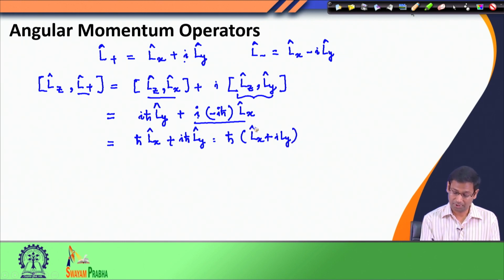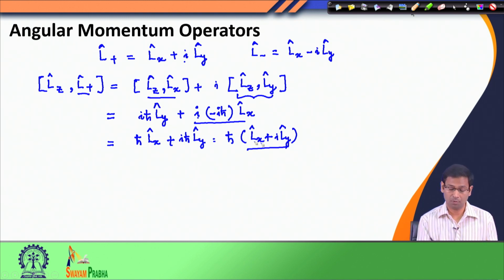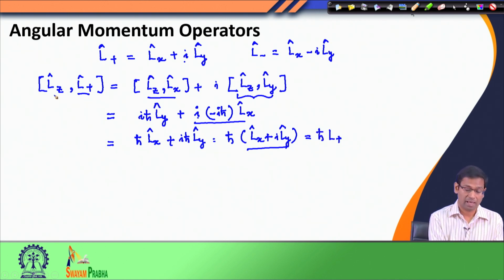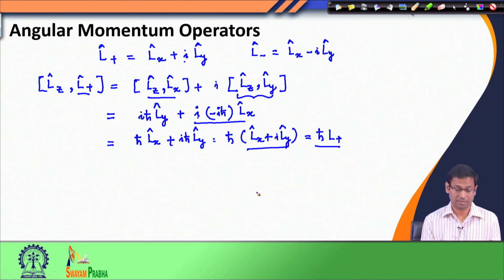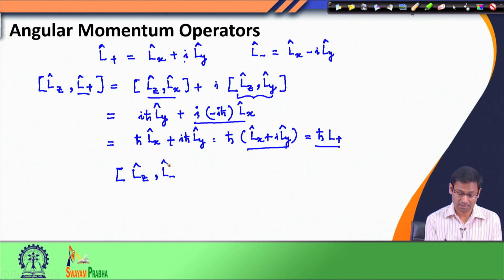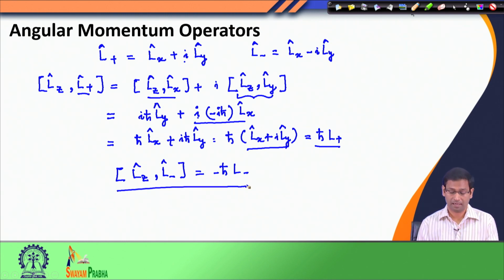So, these are all operators, but what is this operator? I have already defined Lx plus I Ly as your L plus operator. So, the commutator between Lz and L plus is simply h bar L plus. I can also show the same for Lz with L minus. You should try to do it, and you would see that this relation holds. So, what we have done is that we have discussed quite a few commutation relations among the angular momentum operators.